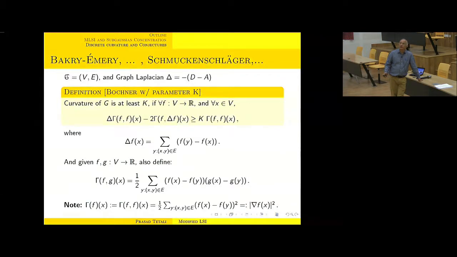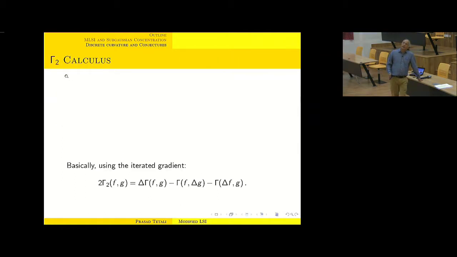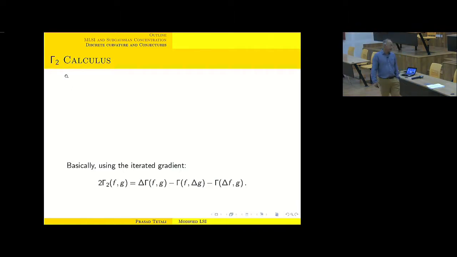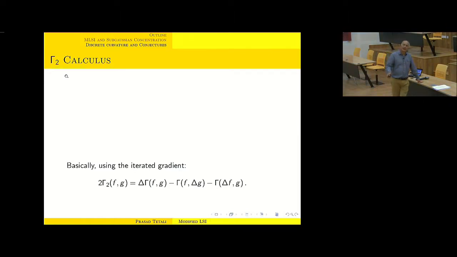You can also view gamma of f as the gradient of f squared, the discrete gradient. This is called Gamma calculus, by Felix Otto and people who tried to discretize some of his work for Markov chains. Gamma 2 of fg, you can define using the usual rules that go back and forth between gradient, Laplacian, and divergence in calculus. This is doing it in discrete. So it gives you a certain definition of gamma 2 in terms of gamma 1 or gamma and delta.